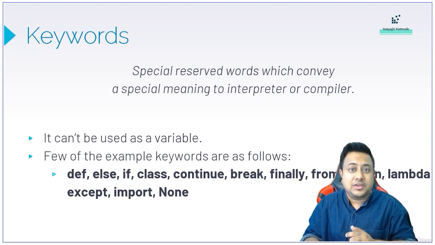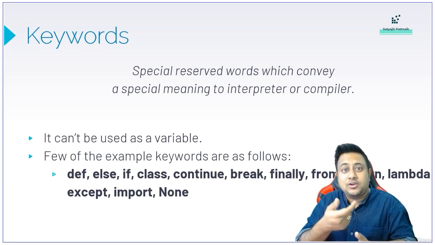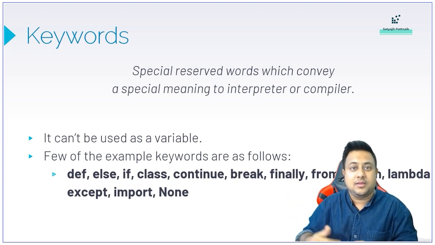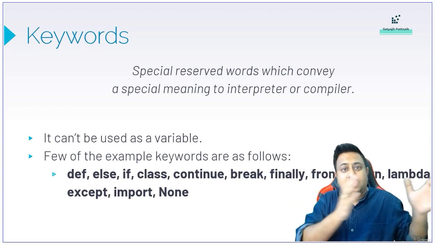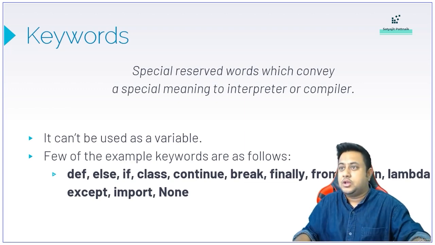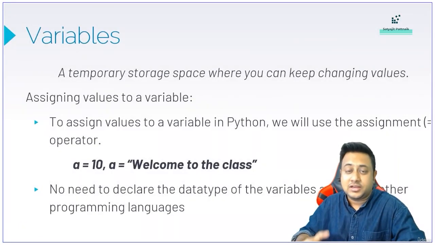You can define a variable name as XYZ or ABC, but you cannot create a variable name as class or continue or break because these words are already used as keywords in the programming language. Okay, so we will be studying about keywords and variables. Let's jump into the practical codes part.